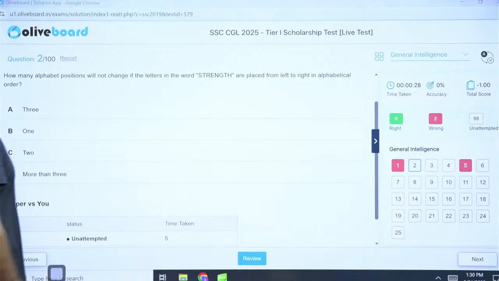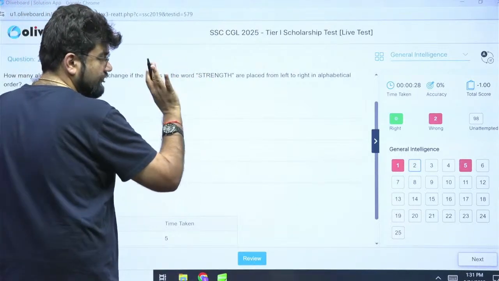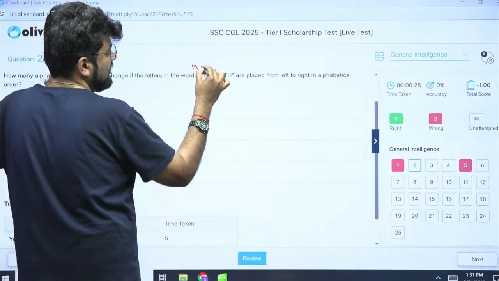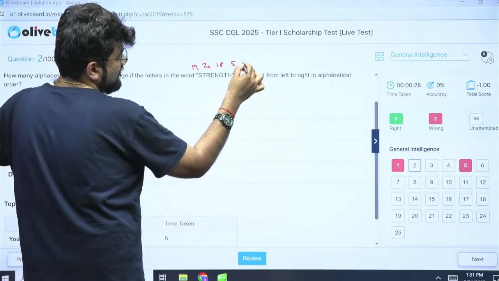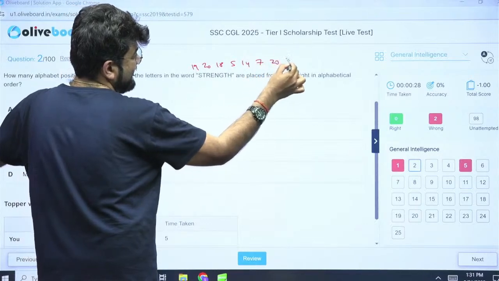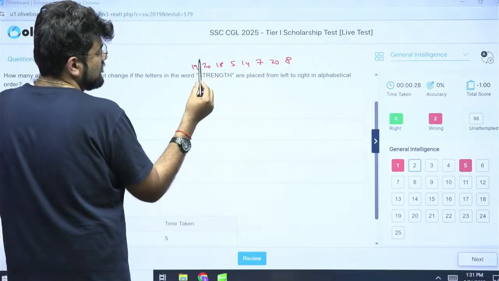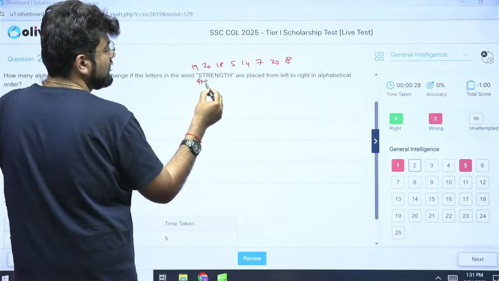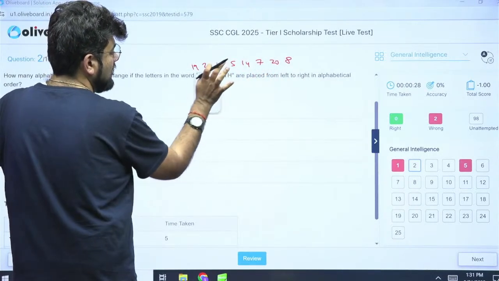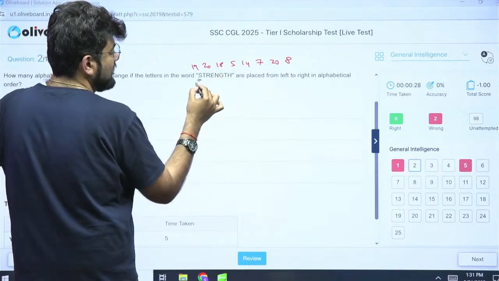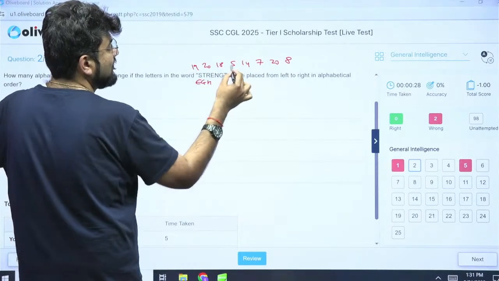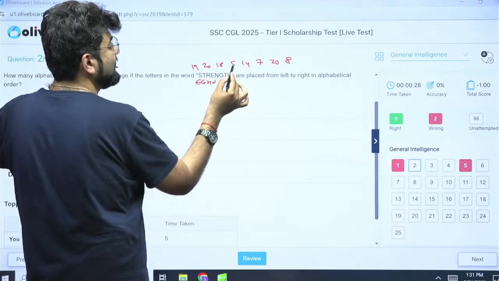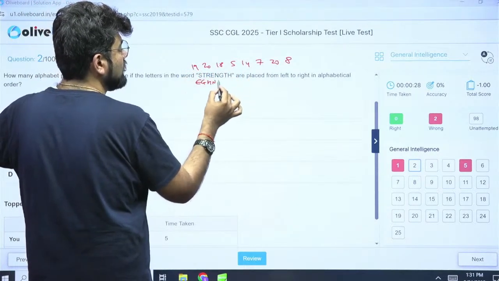So how many alphabetical positions? We have STRENGTH here. If arranging in alphabetical order is difficult, just write their place values. So this is 19, 20, 18, 5, 14, 7, 20, 8. You will start with 7 obviously, so this will be G. Then the next will be 8, so it will be H. Next, we'll start with 5, 7, 8, so we have E, G, H. Then we have 14, so we have N. Then we have 19, 20, 20, so we have S.